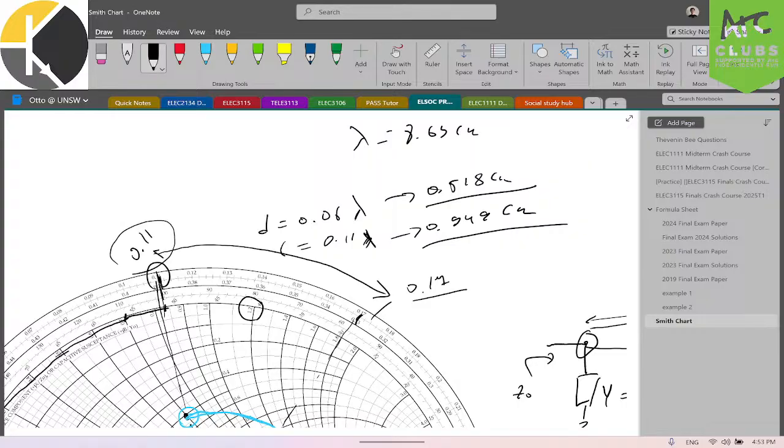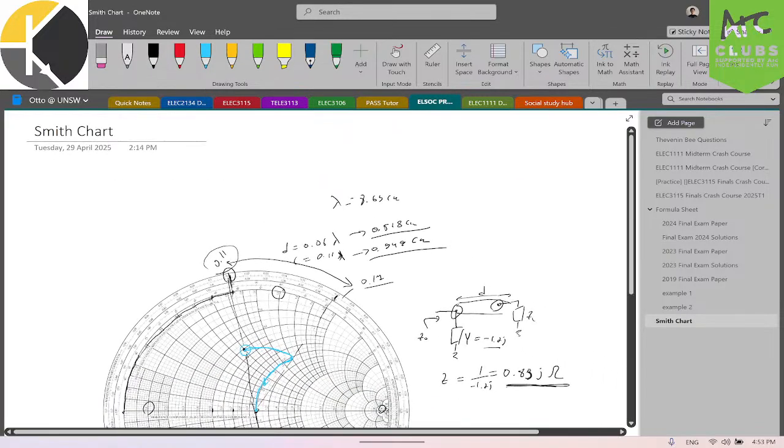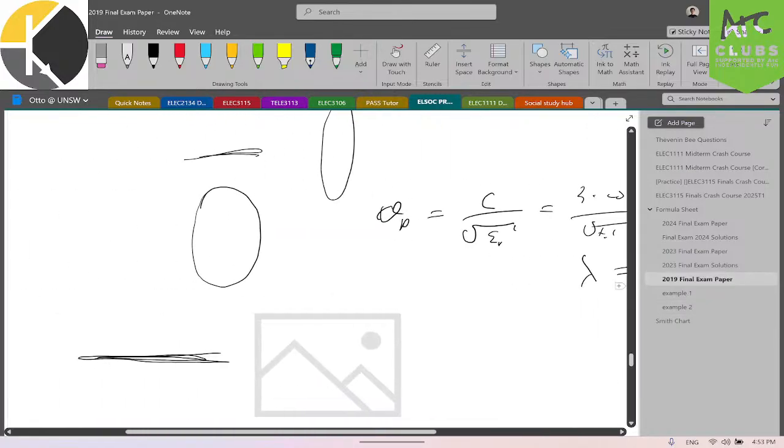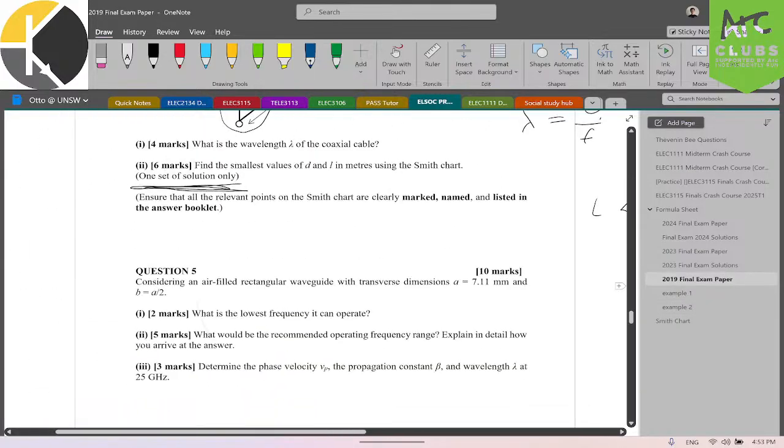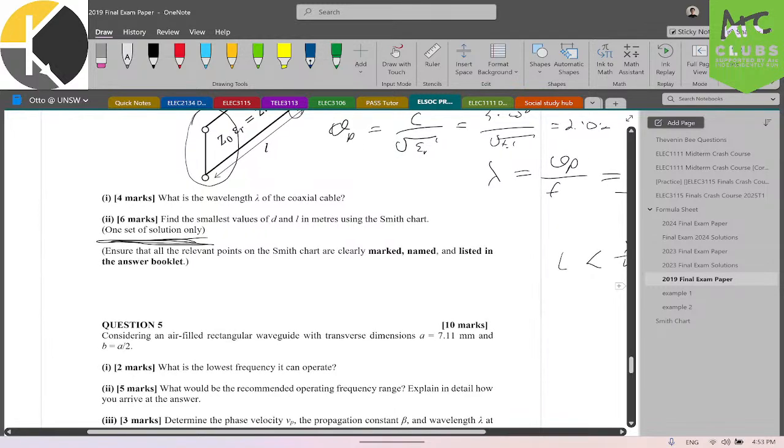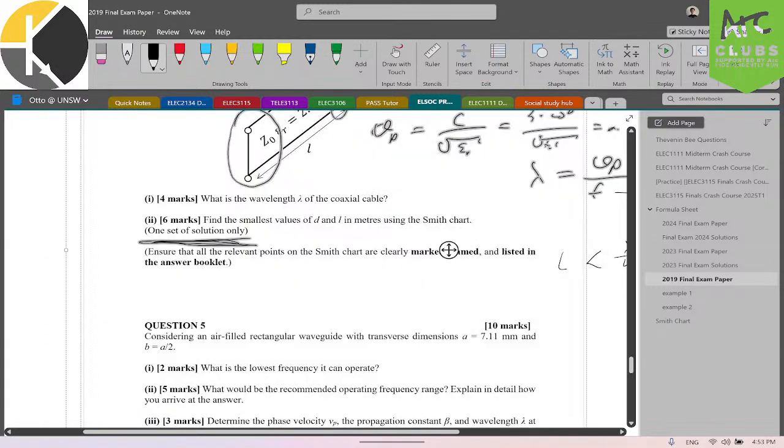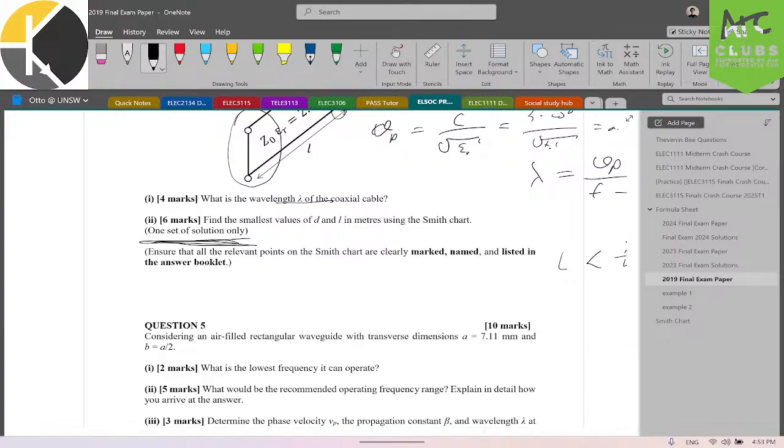All good? Any questions? All good. I think for this question, this is it. I'll double check. Yes. Find small values of D and L in meters. You just convert to meters and find the value. So this is it for the question.